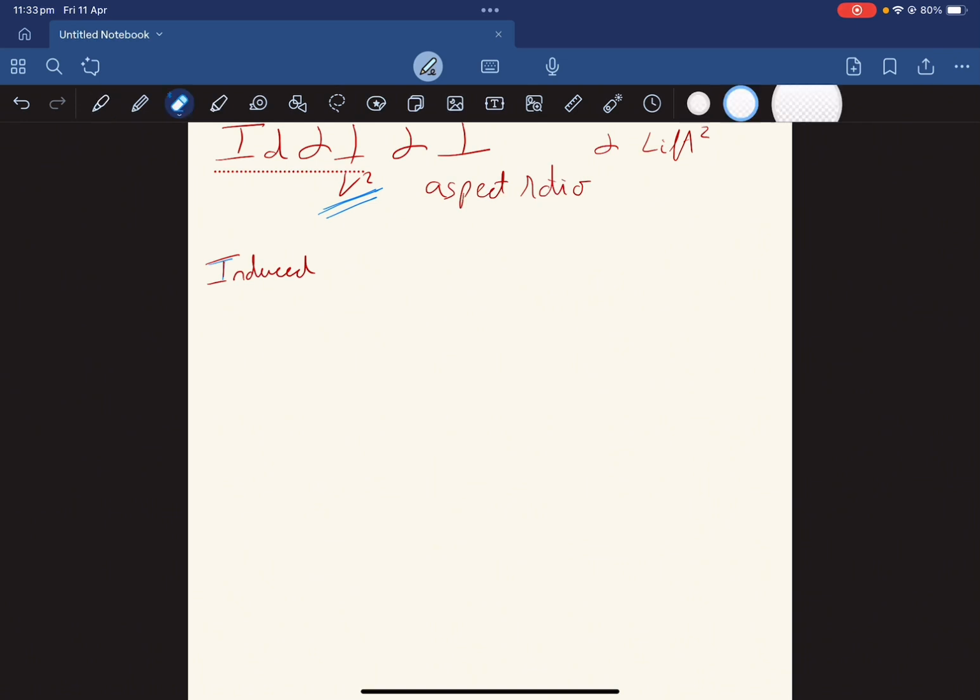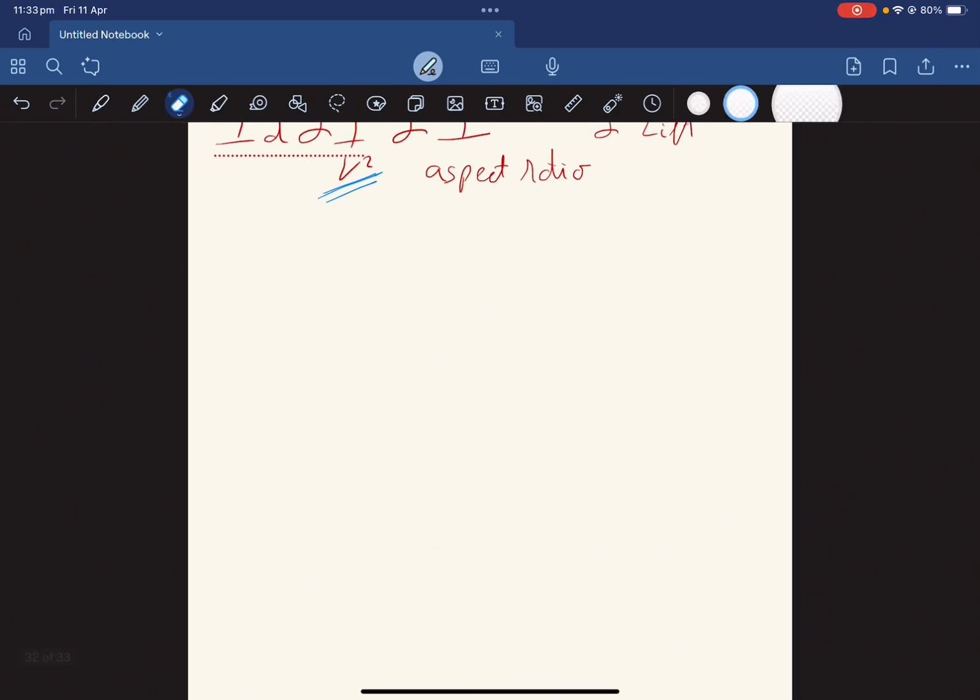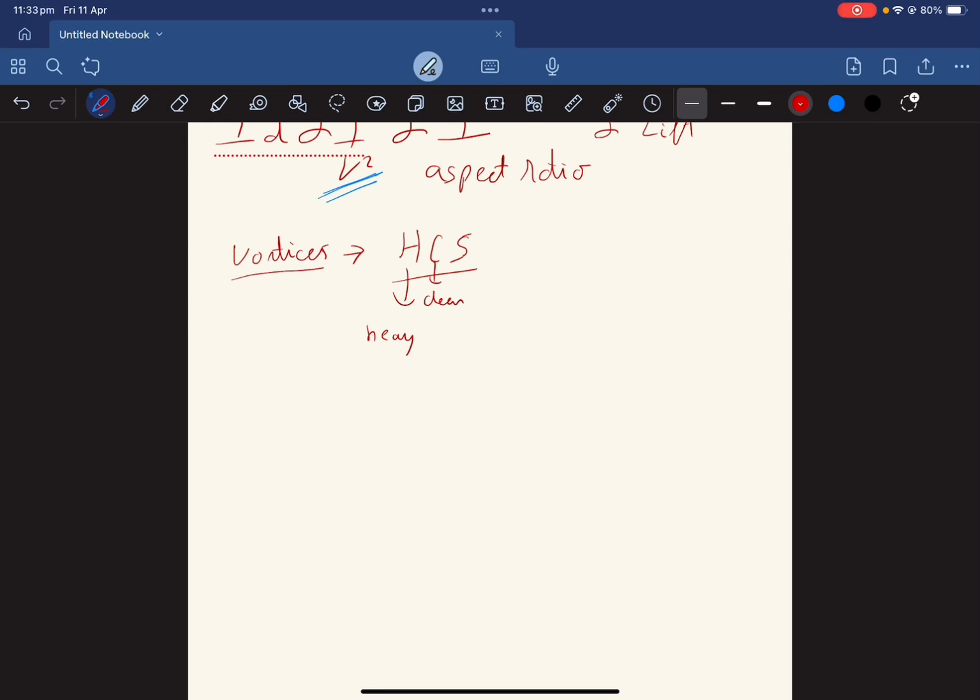Okay, so I wanted to recall something I taught you in the previous videos. When talking about vortices, I told you something, right? When do you get the highest vortices? I gave you a memory item. It was HCS. If you remember this, there are a lot of questions based on this that you can easily solve. So what is HCS? Heavy, clean and slow. What is clean? That means no flaps. So when your aircraft is heavy, clean and slow, it's going to create the highest vortices.